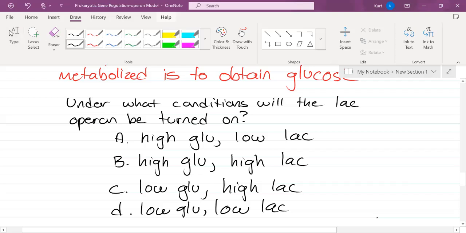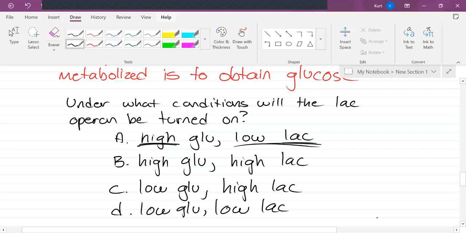Glucose is high. Lactose is low. Do you break down lactose when it's not there? No, it's not there.